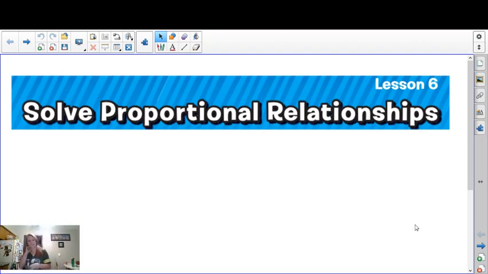So, lesson 6. Last lesson we talked about how to determine if something was proportional. Now I'm telling you they are proportional, and we're going to solve to determine missing pieces.